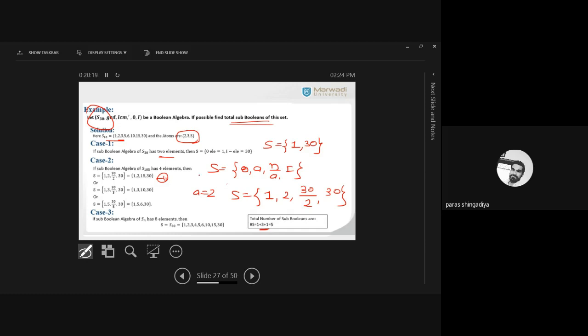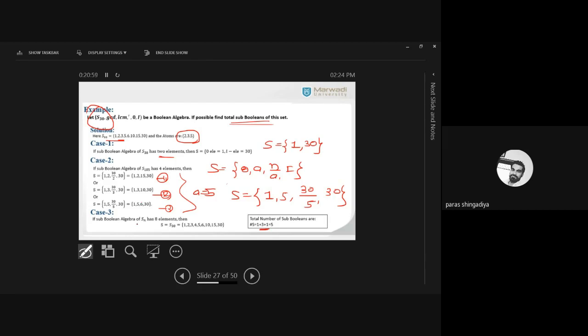Okay. Now for the second answer, change the atom. A is equal to 3 now. So it will be 1, comma 3, 30 by 3, comma 30. 30 by 3 will be 10. So the second answer will be 1, 3, 10 and 30. And now for the third answer, replace A is equal to 5. So it will become 1, comma 5, 30 by 5, comma 30. Clear? So 30 by 5 will be 6, so 1, 5, 6, 30. That is the third answer, which includes the third atom 5. So we can predict a total of 3 answers which include 4 elements.